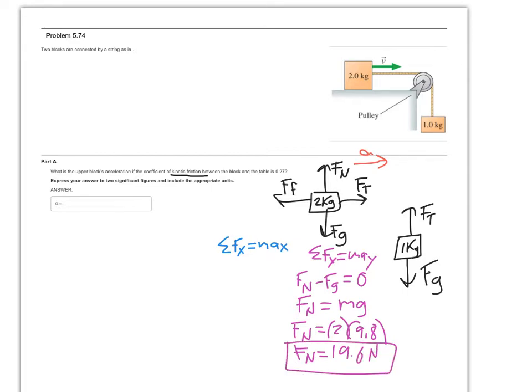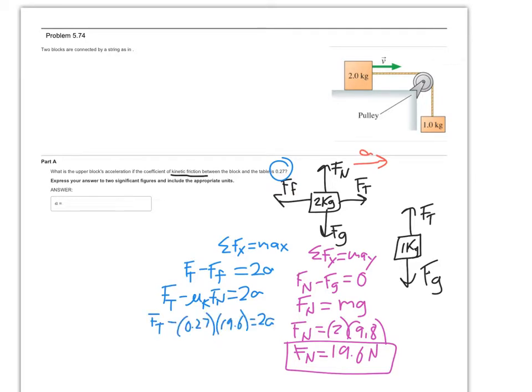In the x direction, we have the force of tension minus the force of friction. That's going to be equal to the mass of the object, which is 2, times its acceleration. Notice that I made the direction of the acceleration be the positive direction, and that's why tension is the positive force there. I can substitute in for the force of friction. That's just going to be mu k times my normal force. It's equal to 2a. And I know what my mu is, it's 0.27. I know what my normal force is, so I can go ahead and substitute in those values. And so there I have my equation for the 2 kilogram. I can't quite solve it yet because I don't know Ft.